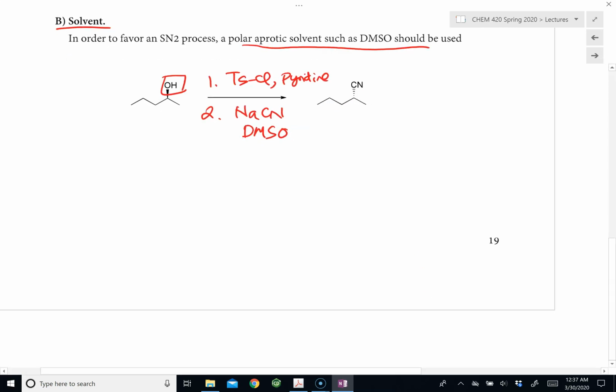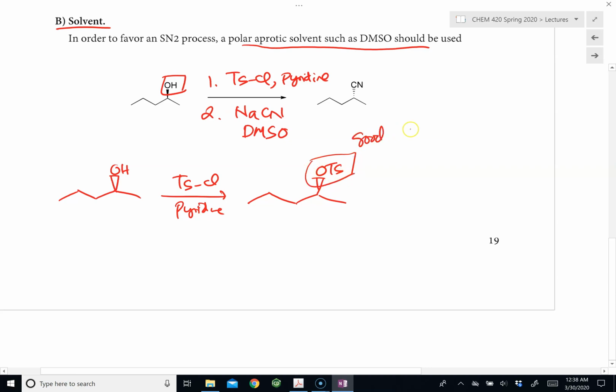And if we were to now write down the products of all of the steps, it would be as follows. On the first step, when we take our starting material and react this with tosyl chloride, we would be able to convert this into a tosylate group. And now this entire group here has become a good leaving group.